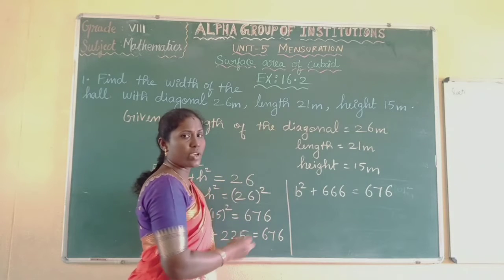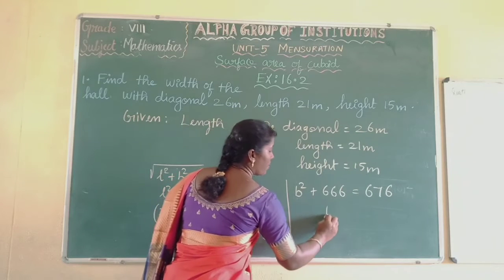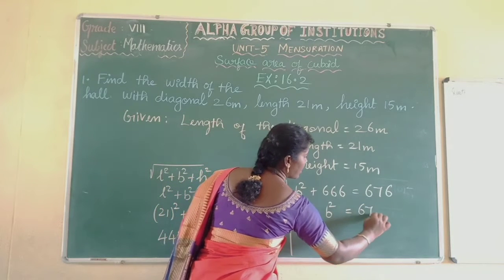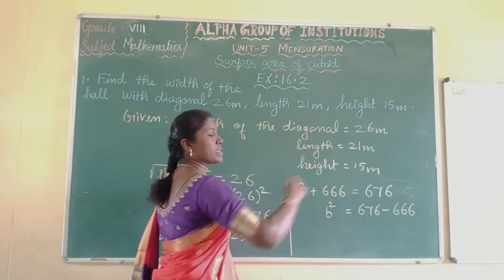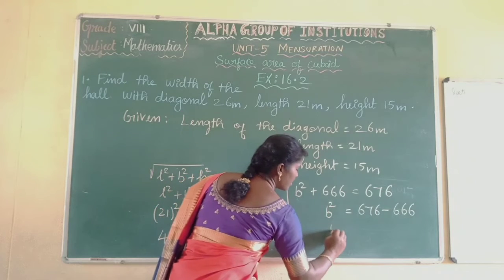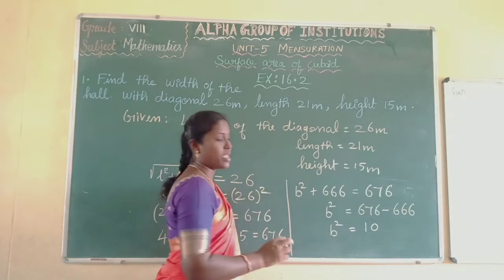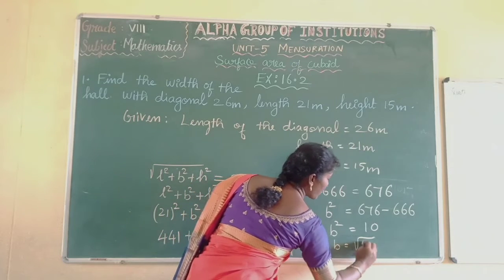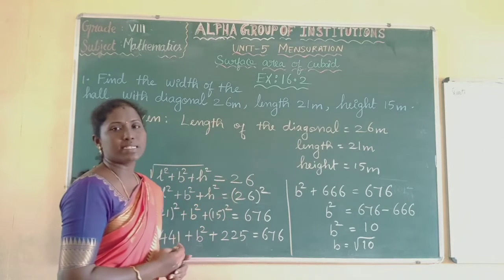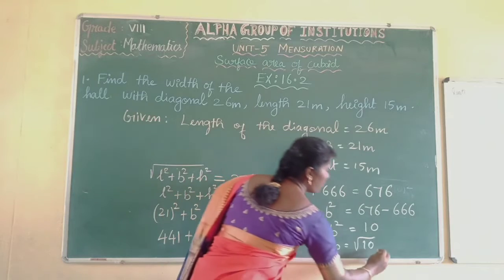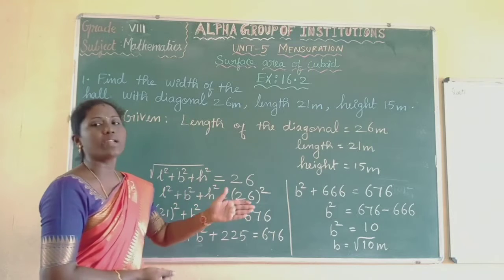Now I want B square. What we have to do? We are familiar with this, no? To find the unknown value, we solve the algebraic equations. Now B square is equal to 676 minus 666, because plus here goes to the other side, it becomes minus. If I subtract this, the value of B square is 10. But we want the value of B. So B is equal to square root of 10. Here 10 cannot be simplified, so keep it as square root of 10. Therefore the width of the hall is equal to square root of 10 meter.